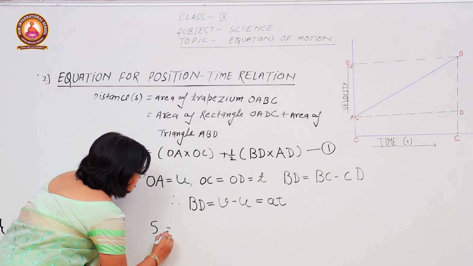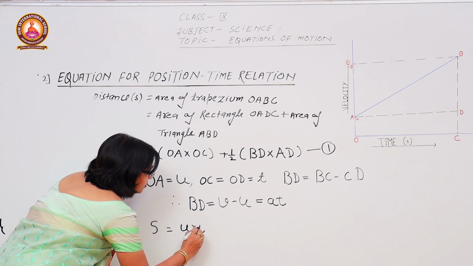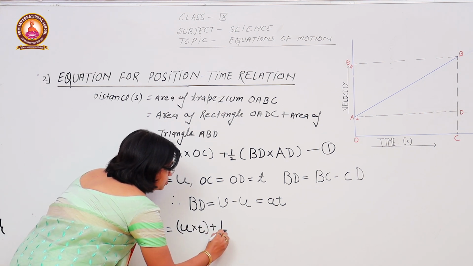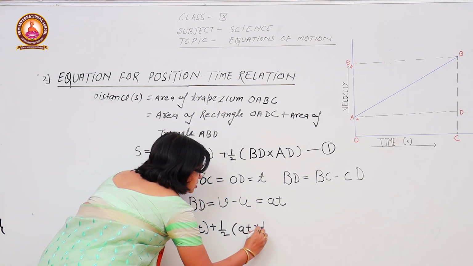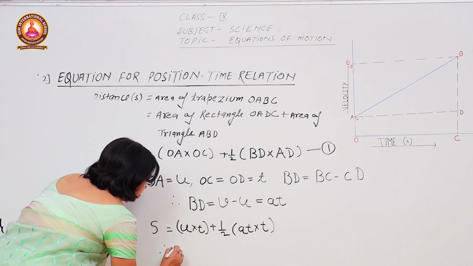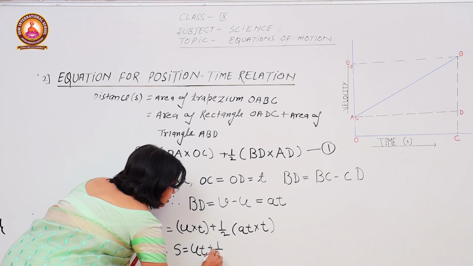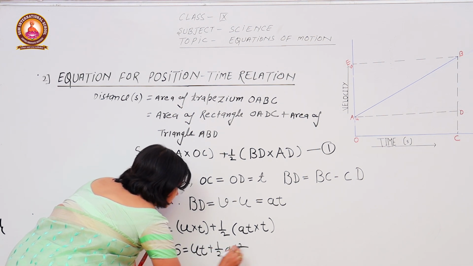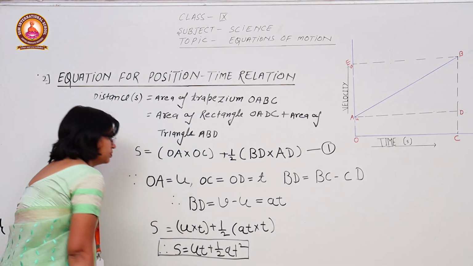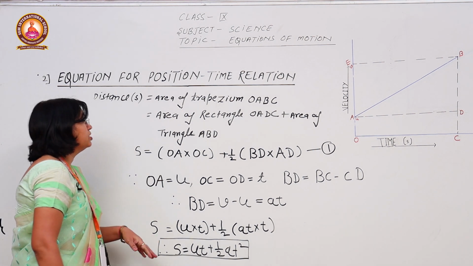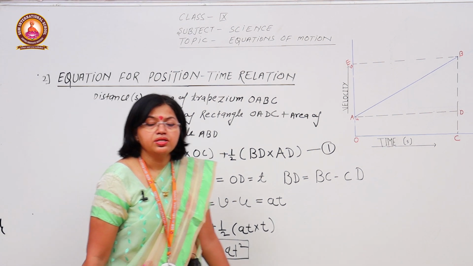S is equal to OA, U, into T plus 1 by 2, BD is AT, into AD is T. Therefore, S is equal to UT plus half AT square. This is called the second equation of motion. In this equation, we can find the position of the object in time t.